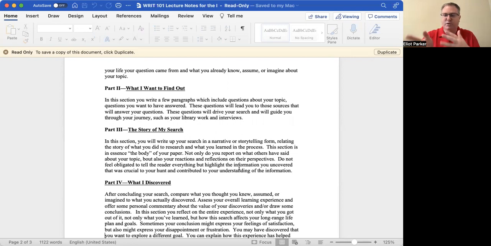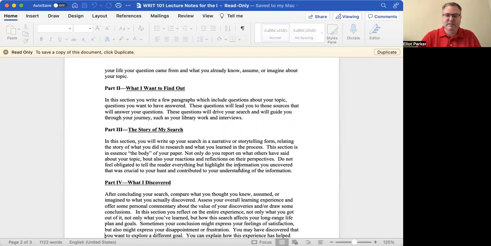And again, it can be related to your topic, or it can just be talking about research in general, or it could be a little mix of both. You take that in whatever direction that you want to do, but you should address what you want to find out. What do you want to learn more about your topic as you go through this process? And maybe what do you want to learn more about research as you go?